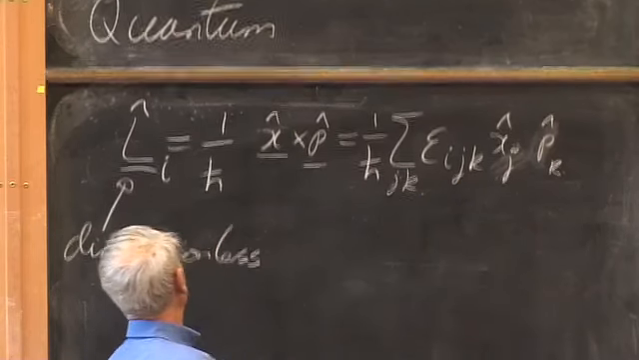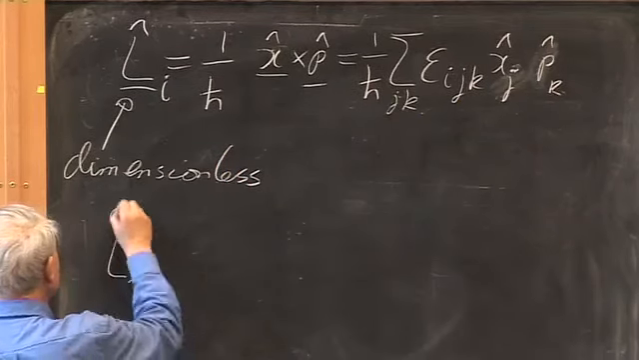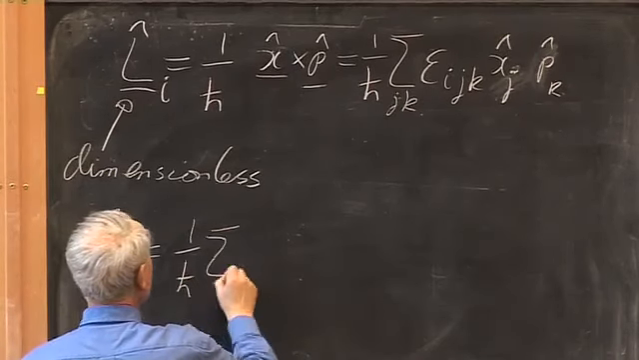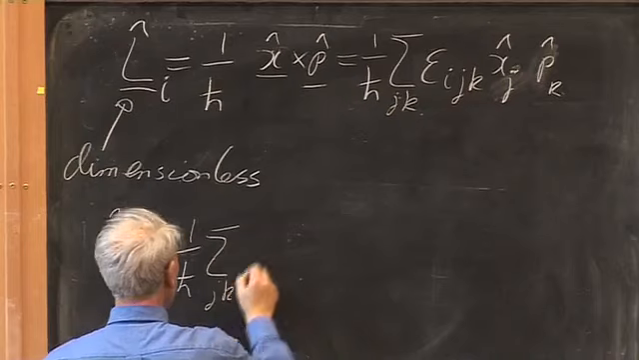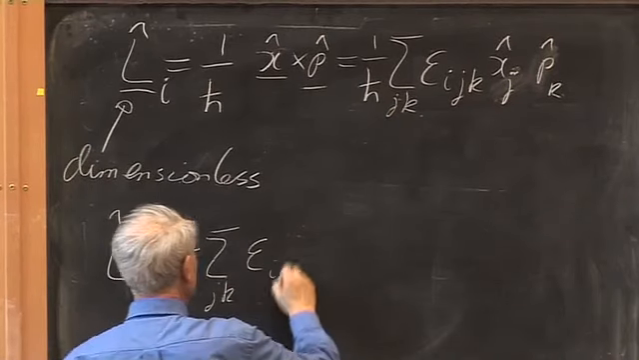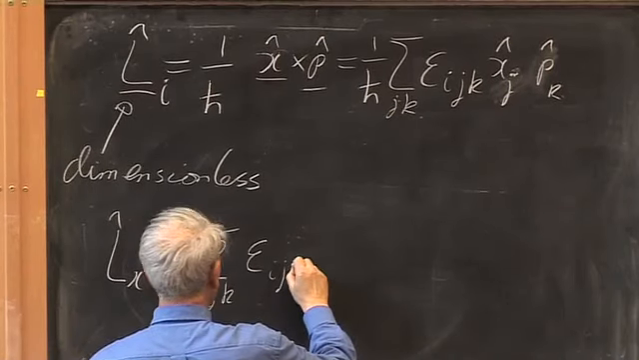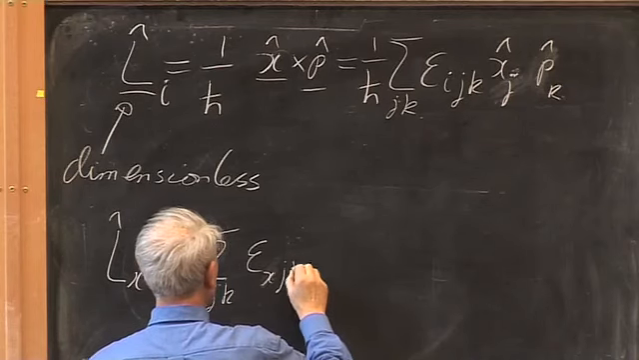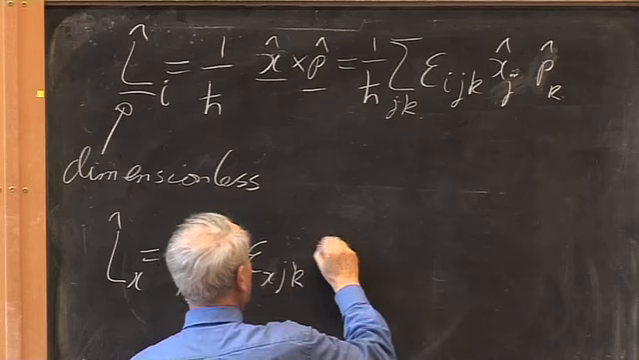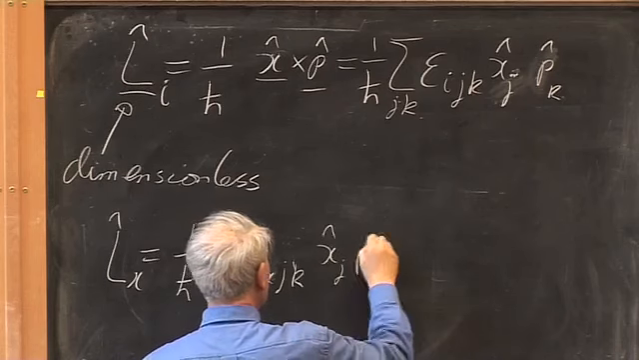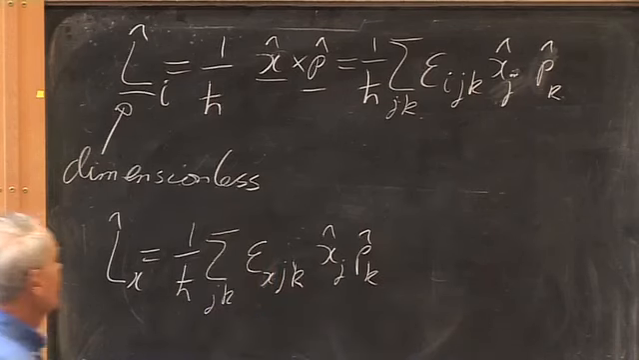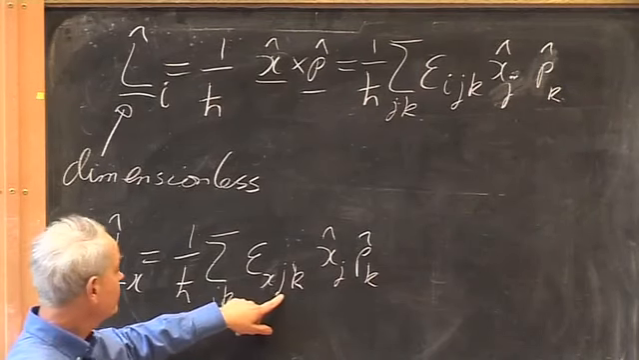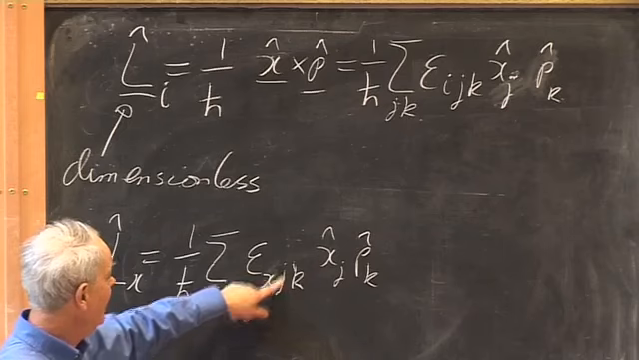So, for example, we have that Lx is equal to 1 over h bar, the sum over j and k of epsilon x j k x j p k. So j sums over x, y, and z, but when it's x, you get nothing here.